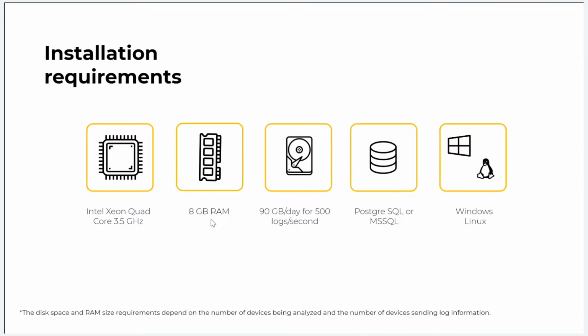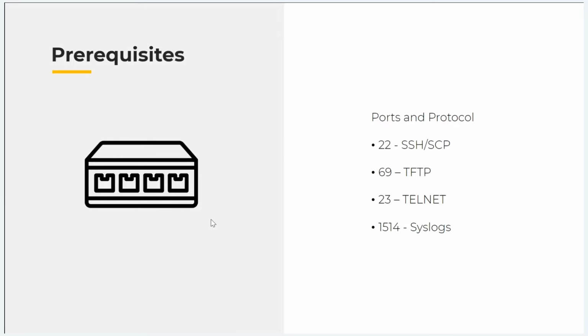All right, so listed here is the basic installation requirement. Firewall Analyzer can be installed on a Windows or a Linux system. All the syslogs received by Firewall Analyzer by default are stored in the Postgres database. If you need, you can also configure the syslogs to be stored in your MS SQL database. The disk space and RAM size mentioned here are the minimum requirement, and the same might vary depending on the number of devices being analyzed and the number of devices that are sending log information to Firewall Analyzer. On the screen, you can see the prerequisite ports that need to be free and the respective protocols that would be used.